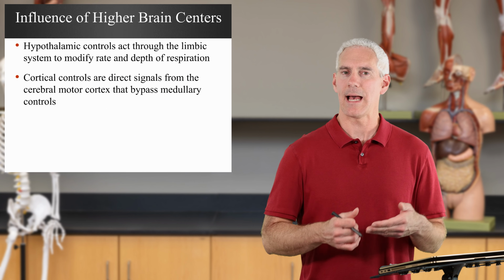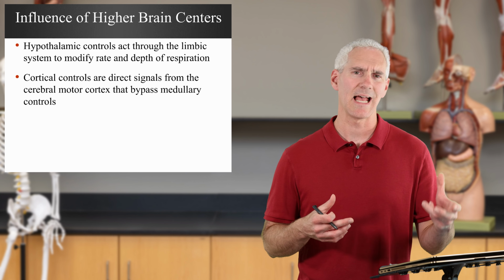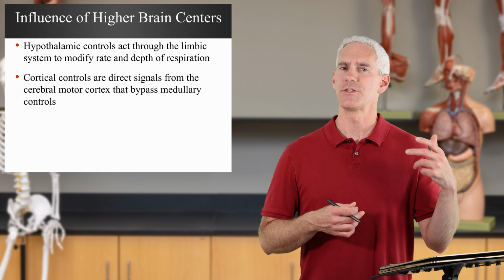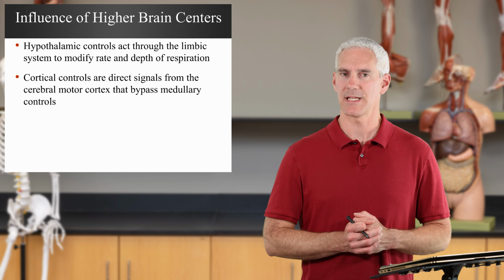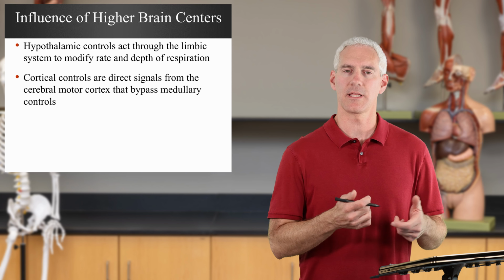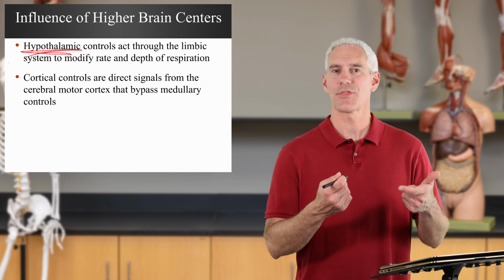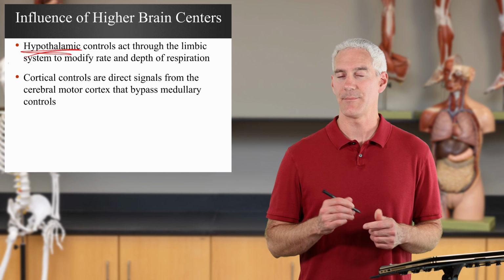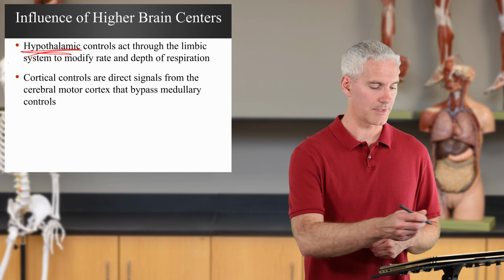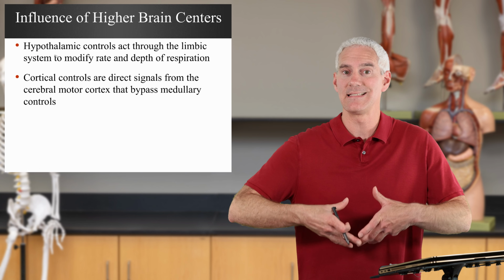But now that was all happening in the pons and medulla. You have the apneustic and pneumotaxic centers in the pons. You have the dorsal and ventral respiratory groups in the medulla. But the higher brain centers can also play a role. The hypothalamus can actually act through the limbic system. So that means we're talking about emotions can play a part here. It can modify the rate of respiration as well as the depth.